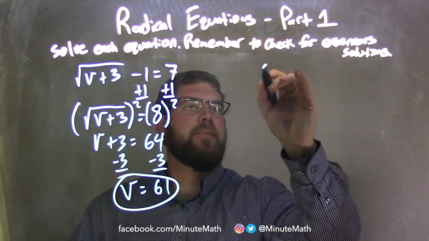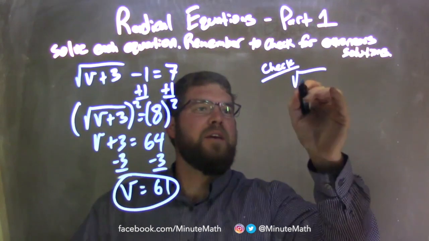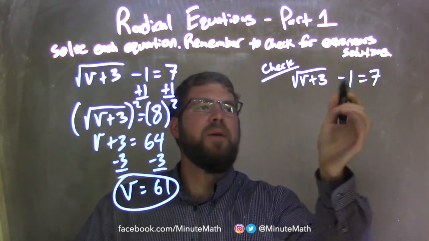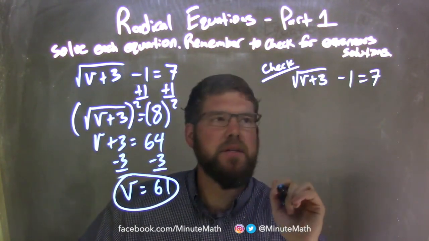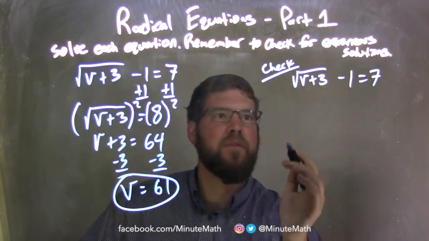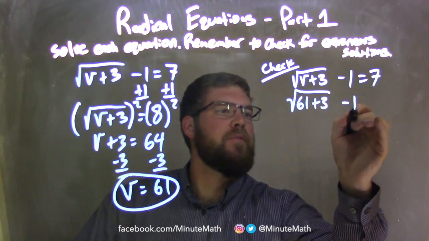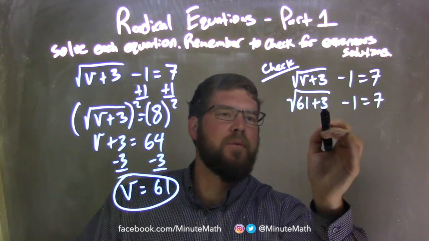So now I need to check. Don't forget that step. You need to check this. So the square root of b plus 3 minus 1 equals 7. Be careful. The square root goes over the 3, but not the minus 1. Attention to detail here. Now I'm going to substitute 61 in for b. So square root of 61 plus 3 minus 1 equals 7. Be careful again, that square root is just over the 61 plus 3.